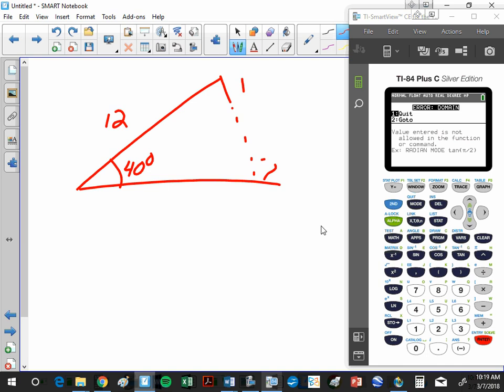10. It's got to be smaller than 12, but not so small that it doesn't exist. So we have to pick a length that's long enough to connect, because if we do one that's too short, we won't have a triangle. So let's try 10 and see if it works. So we'll call this side 10. Okay? And these are the hard ones.